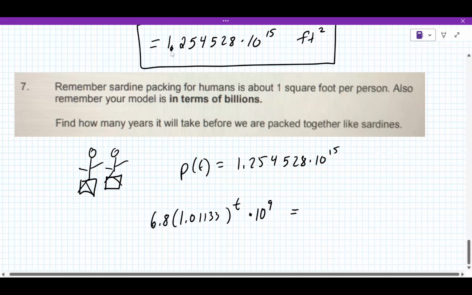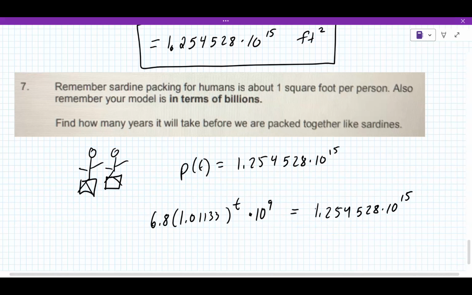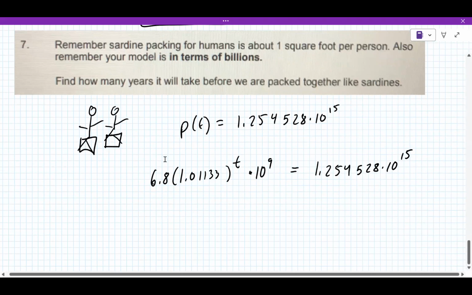That was what we did in question 4, where we had to convert the answer from billions to number of people. That's why it's 10 to the 9th. That's why it's saying, remember, your model's in terms of billions. So they're trying to help you out here. You're setting that equal to 1.254528 times 10 to the 15th. All right, so we're essentially now solving for t. So to do that, you divide both sides by the 6.8 times 10 to the 9th.